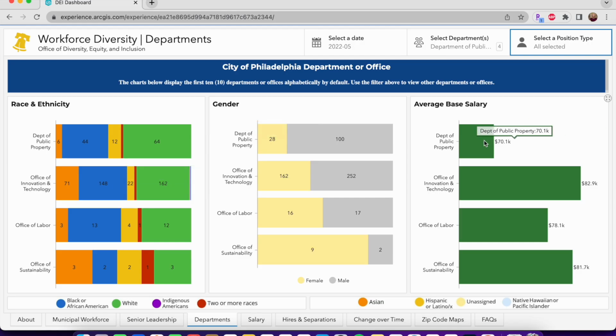And then over here, base salary is just averaged across the whole department, and we can see that Innovation and Technology in this case has the highest base salary, a little over $82,000 a year.